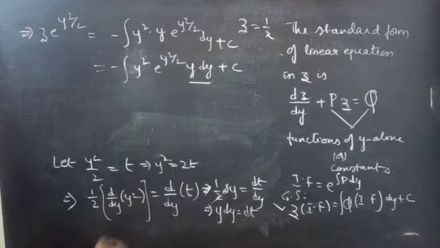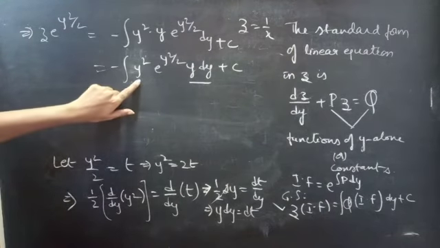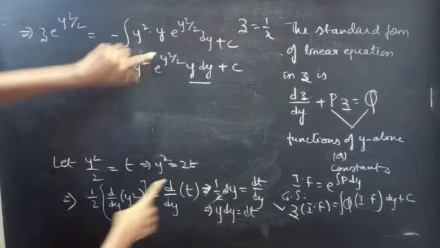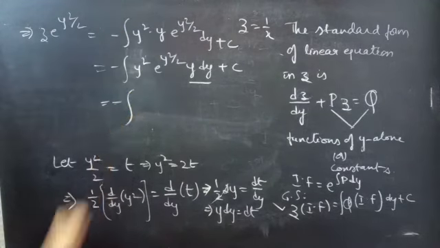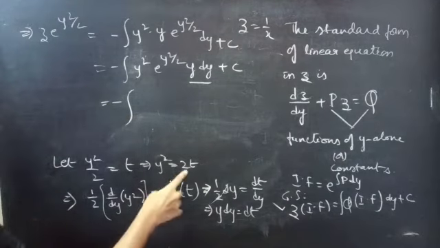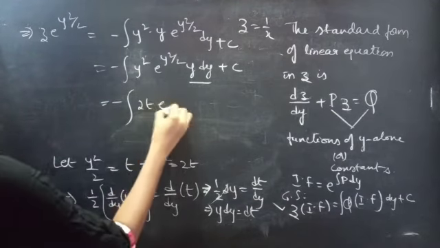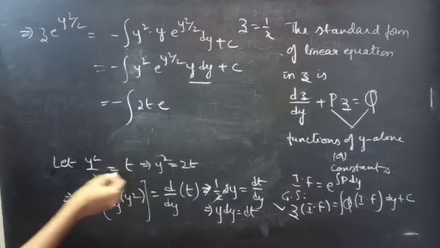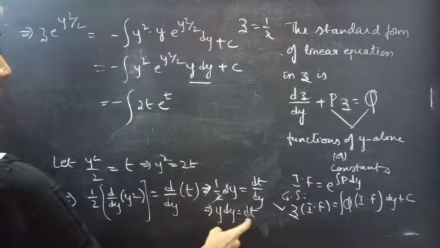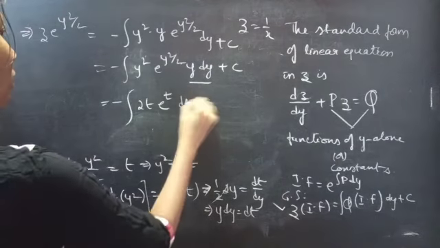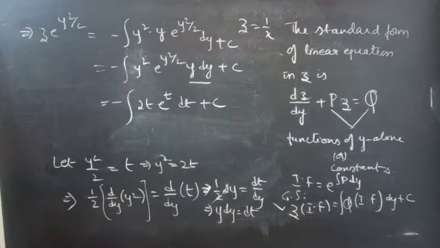Now it's easy to replace y dy by dt, and you can replace y square by 2t, and y square by 2 can be replaced by t. This equals minus integral, replace y square by 2t into e power, replace y square by 2 by t, and now replace y dy by dt. Simple.